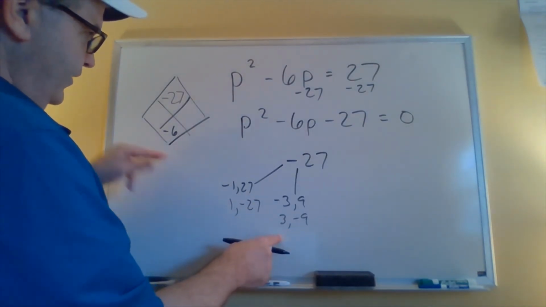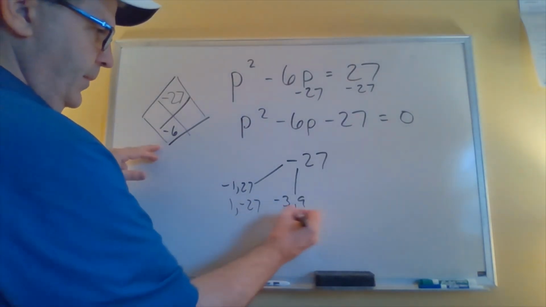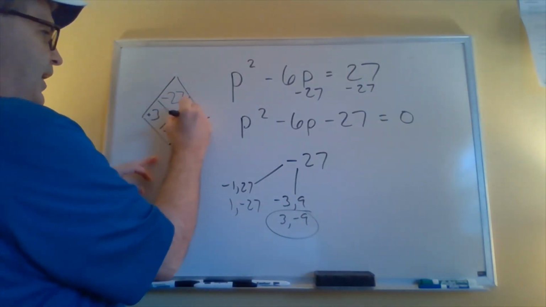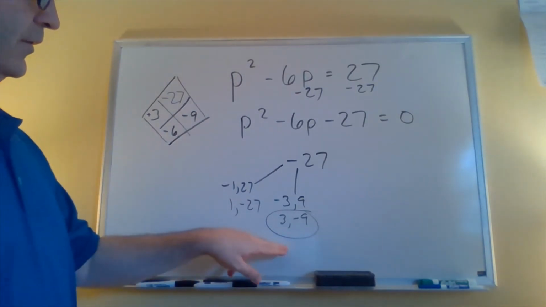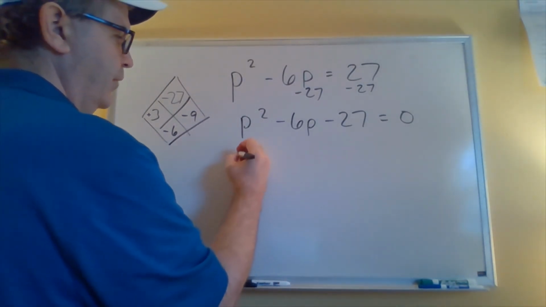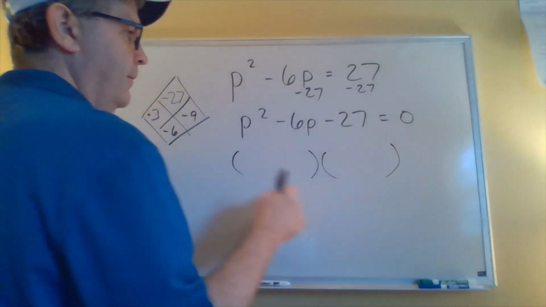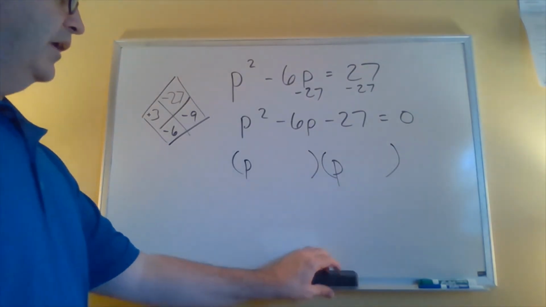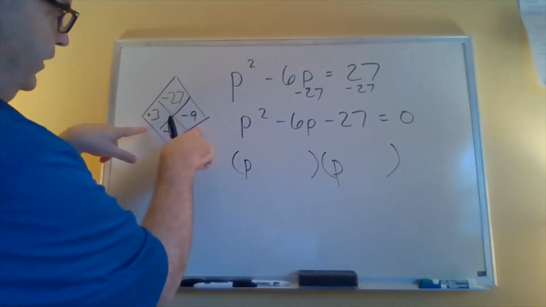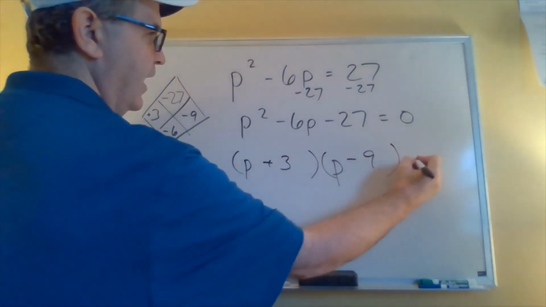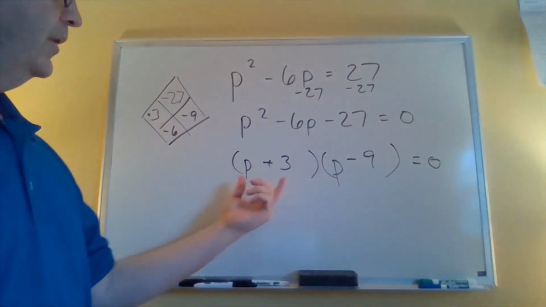Let's add these together, see if any of them equal -6. It would be that one right there, a +3 and a -9. Those are our numbers that we're going to use in our factored form of this trinomial. So let's set up our parentheses. We're going to begin with our variable, so we'll have p at the beginning. And how do we finish off each parentheses? We plug in these numbers we just figured out, +3 and -9. That is our factored form of the equation.